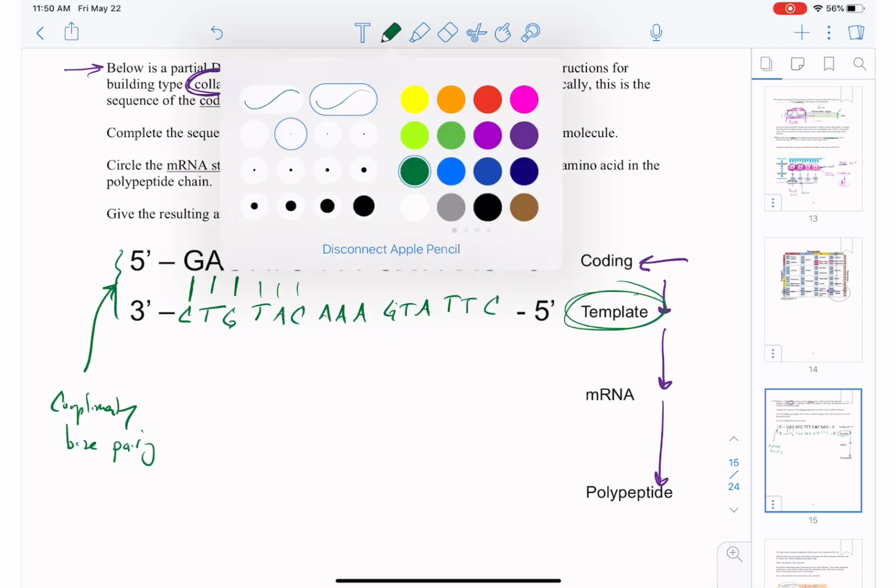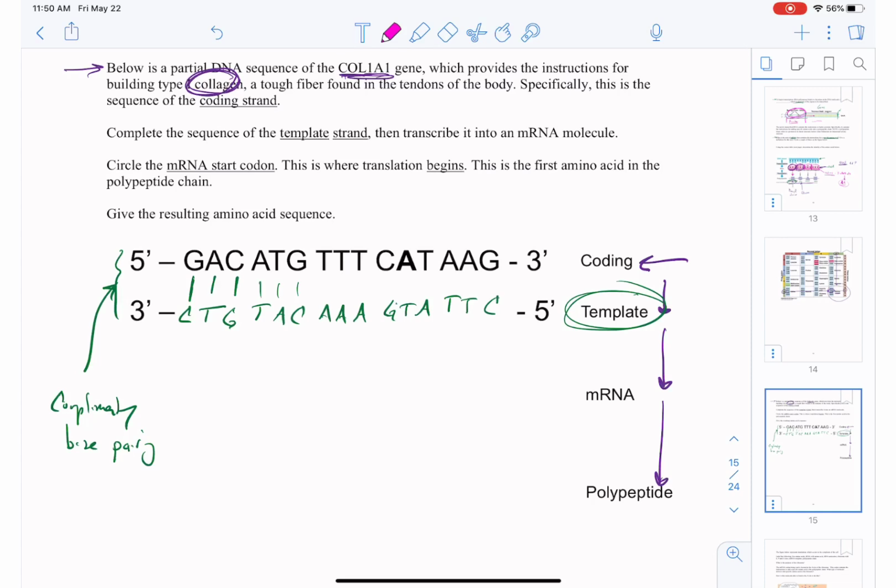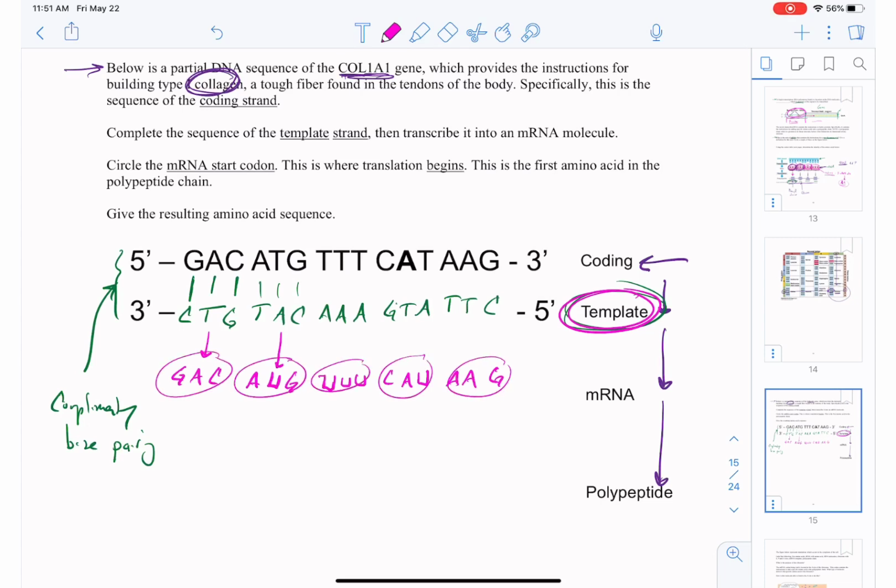Now we need to make an mRNA strand. So we're going to use the template strand to build that through a process called transcription. And what is the mRNA strand going to be? G, A, C, A. Now what's complementary to the A here? That's going to be U, G, U, C, A, U, A, G. And each one of these is an individual codon.